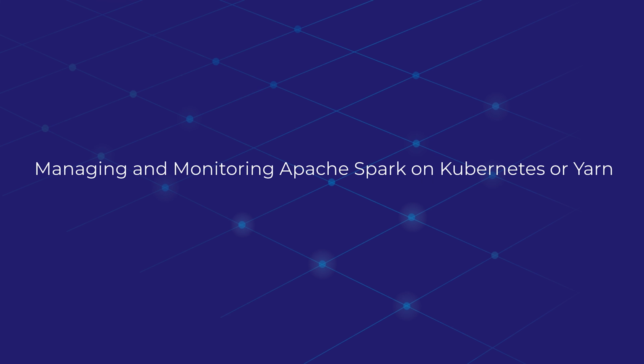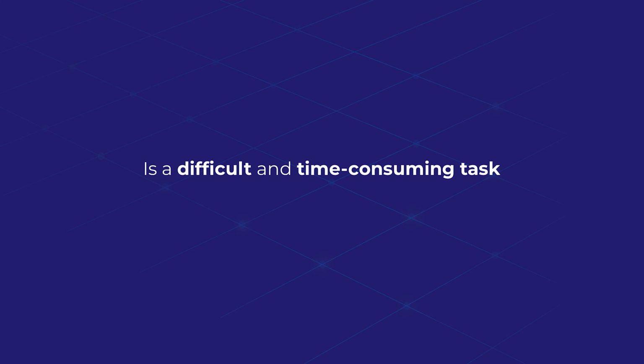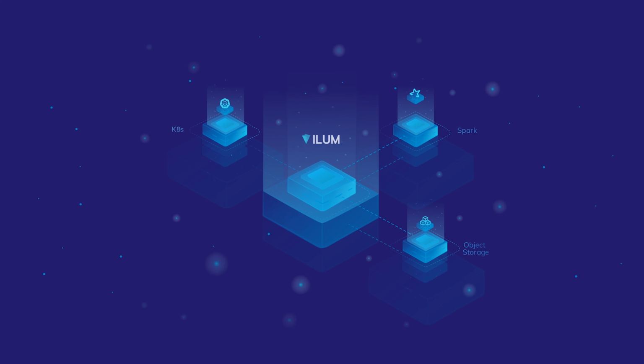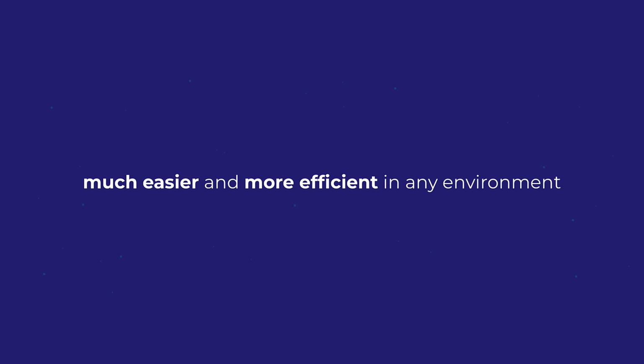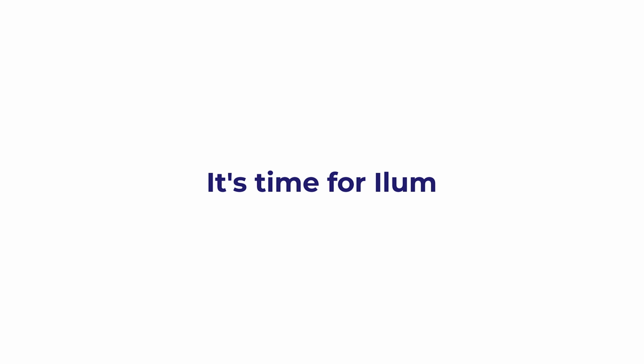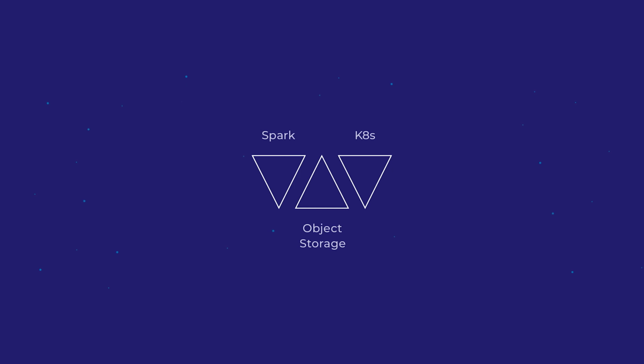Managing and monitoring Apache Spark on Kubernetes or Yarn can be a difficult and time-consuming task. But it doesn't have to be. With the right tools and processes in place, you can make managing and monitoring Apache Spark much easier and more efficient in any environment. It's time for Ilum, the Kubernetes native solution that makes it easy to deploy, monitor, and manage Apache Spark clusters.